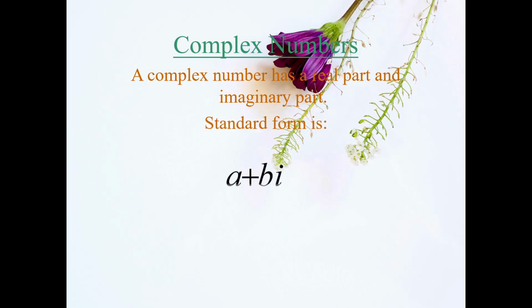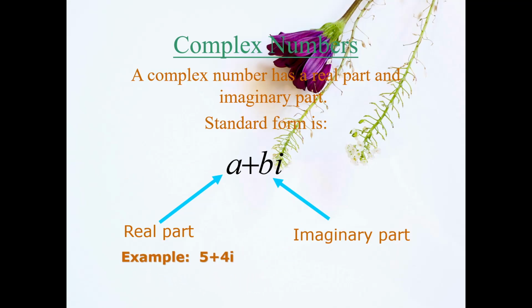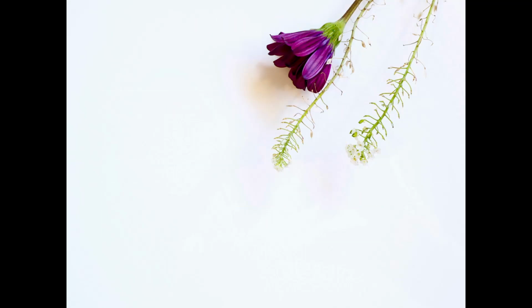The standard form of the complex number is a plus bi. A is the real part and b is the imaginary part. For example, 5 plus 4i. The standard form of the complex number is a plus bi. The conjugate of the complex number a plus bi is a minus bi.